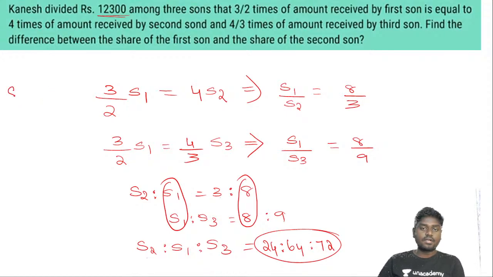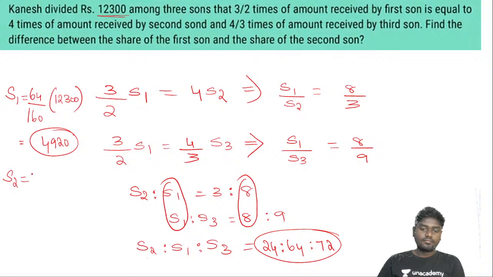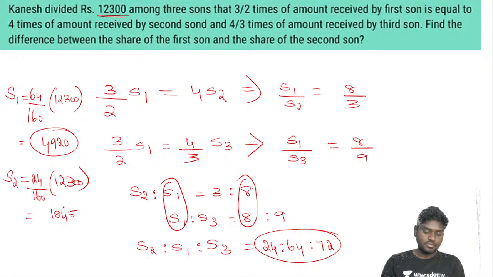Now, if you want to find the share of S1, S1 is nothing but the ratio of S1 divided by the total ratio. What is the total ratio which you have got? The total ratio is 160, so 64 by 160 of 12,300. So you get exactly 4,920. Like in the same way, if you find second son's share, it is 24 by 160 of 12,300. So if you just do it, you get 1,845. We've been asked to find the difference of the first and second.